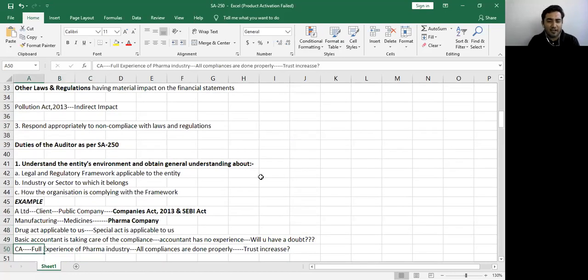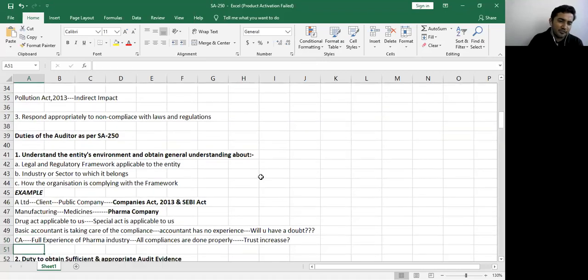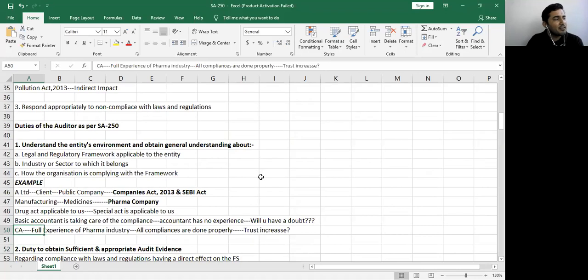So we ensure that we have a fully experienced chartered accountant who can handle pharmaceutical companies, who is there to take care of compliance with all the laws and regulations. Say, for example, if there are technical laws that are applicable, then you would prefer a lawyer to be part of this organization and take care of the laws and regulations that it needs to comply with.